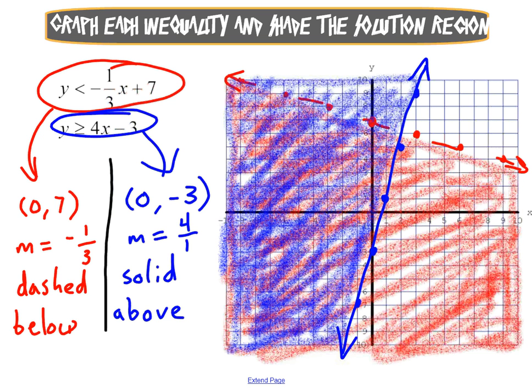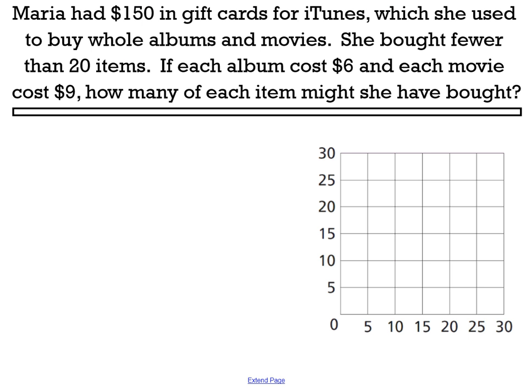Let's look at our next example. It says Maria had a $150 gift card for iTunes, which she used to buy whole albums and movies. She bought fewer than 20 items. If each album cost $6 and each movie cost $9, how many of each item might she have bought?